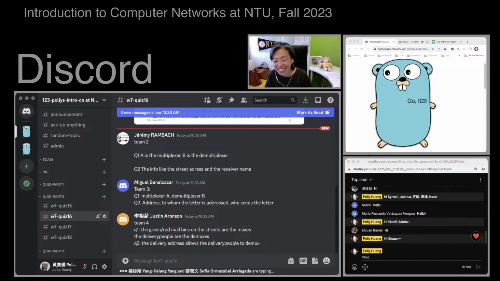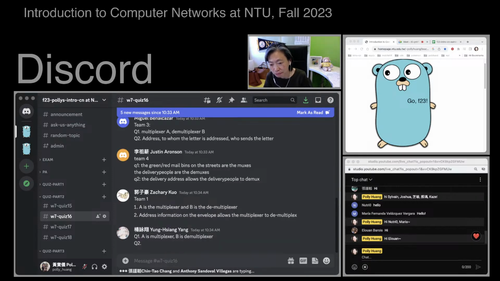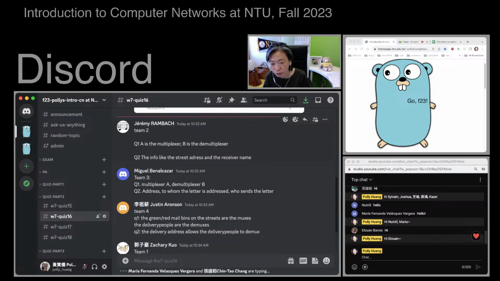Okay, too fast. I see Team 2 and Team 3 posting at the same time, because both of them popped up at once. Let's see what we have here. For Q1, A is the multiplexer. The outgoing mailboxes are where we dump all the letters. And the mail lady, obviously, is separating the envelopes and placing them into the incoming mailboxes.